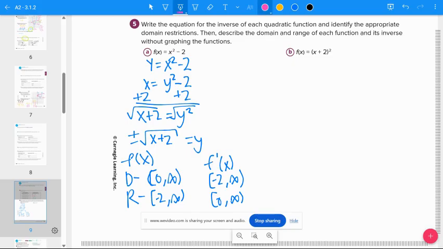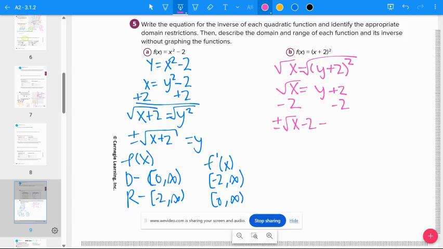On part B, again, we have to transpose. So if we wanted to just start with x equaling y plus 2 squared, that is allowed. You can do that. You don't have to take all those baby steps. Our first step is going to be square rooting on both sides. So we get the square root of x is equal to y plus 2. We subtract 2 on both sides. So we end up with plus or minus square root of x minus 2 equals y. So hopefully you got that.